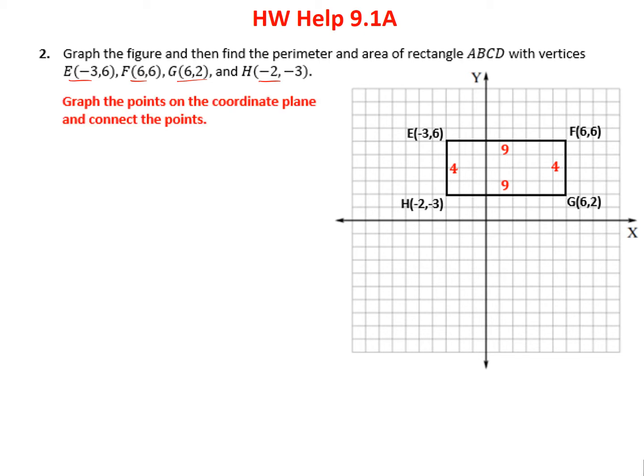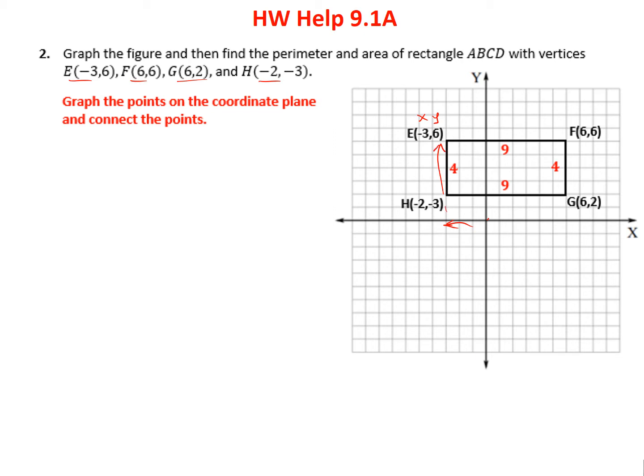I graphed the points. Remember, you start at the origin. So for negative 3, 6, negative 3, the first one is always the x. The second one is the y. So I went negative 3 in x, and then I went up 6 to get to that point. And you do that for each of them.